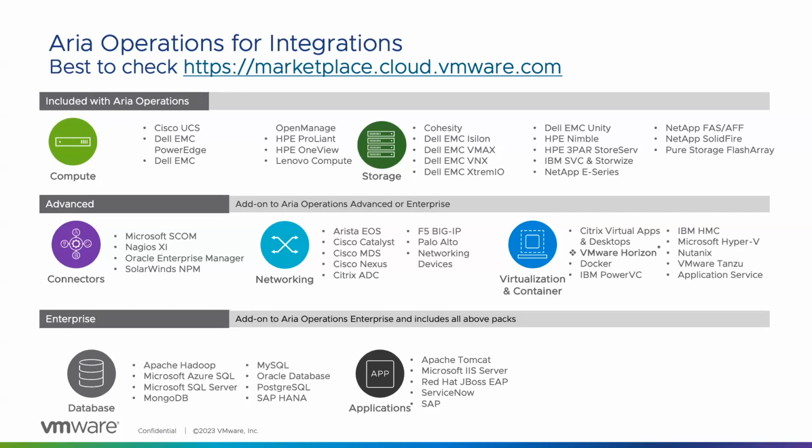And VMware Horizon, all it needs is the advanced Aria Operations. And then we get in the enterprise edition of Aria Operations, which has the applications interface and monitoring. So there you have your Apache, MySQL, the databases, along with ServiceNow or SAP applications, your Apache Tomcat. So those are in that enterprise edition.